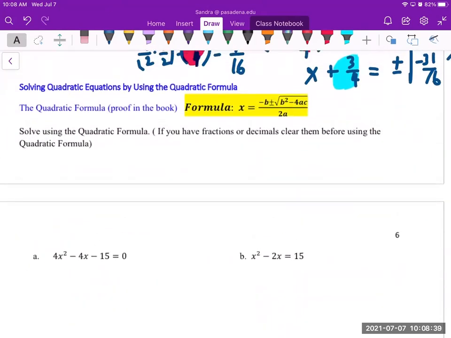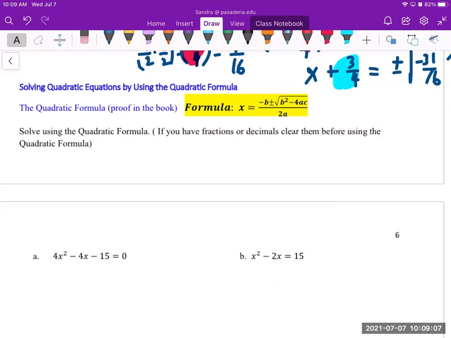We have something that is called a quadratic formula. The quadratic formula is negative b plus or minus the square root of b squared minus 4ac, over 2a. The proof is in the book. And the thing is that it's kind of tedious to be completing the square every single time, so we have to be very thankful that we have this formula. Okay, let's go ahead and start.